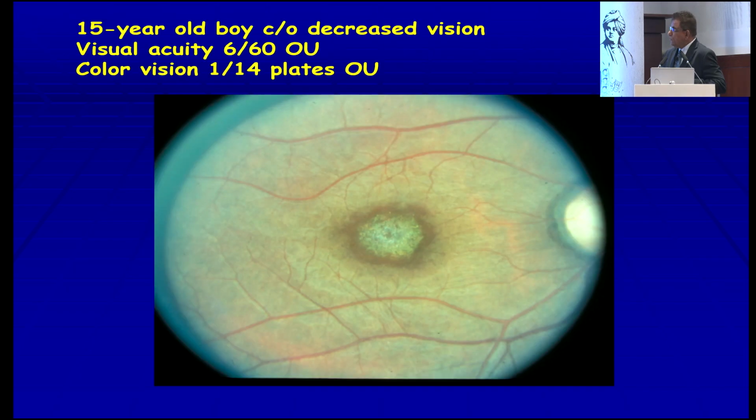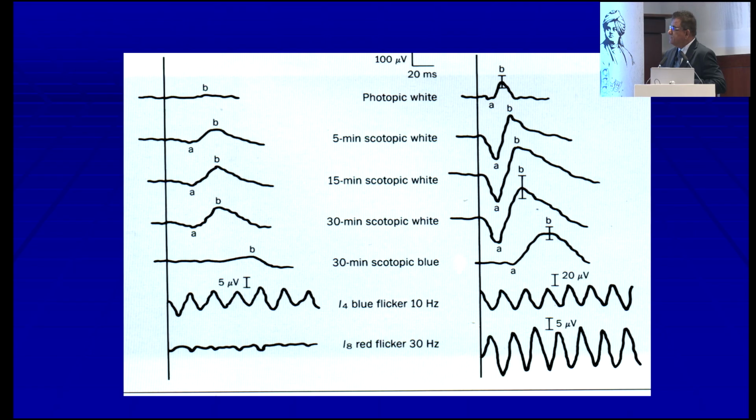Another 15-year-old boy, poor vision, poor color vision. You see the atrophic lesion in the macula, some flecks around it. Could be Stargardt disease, could be cone rod dystrophy. So you do an ERG, and what you see is, on the left is the patient and the right is the normal.